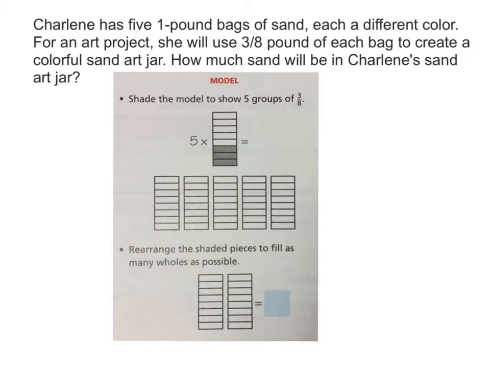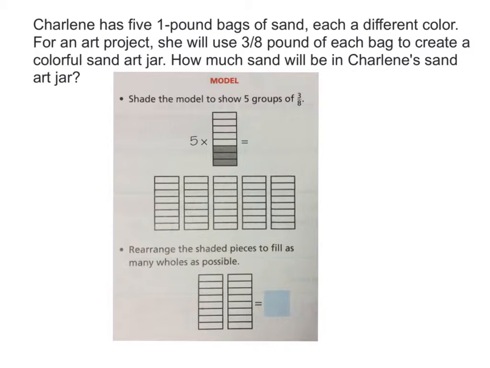It says Charlene has 5 one-pound bags of sand. Okay, so she has 5 bags of sand, and they each weigh 1 pound. And each bag is a different color. For an art project, she's going to use 3/8 pounds of each bag to create a colorful sand art jar. How many of you guys have made sand art where you pour in the sand and it layers different colors? If you tilt the bottle, it'll go in on a slanted line. Yeah, so she's going to use 3/8 pounds from each of her 5 bags to make her sand art jar. How much sand will be in Charlene's sand art jar?